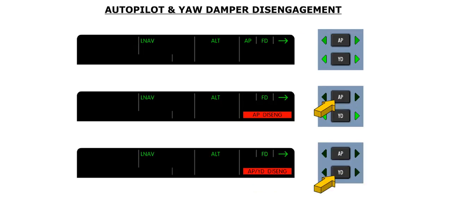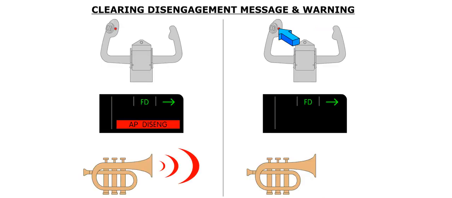If the yaw damper has also disengaged, the two green arrows on both sides of the YD push button will extinguish as well. The message on the FMA will be different. It will display a red autopilot yaw damper disengaged message instead. The autopilot disengagement warnings and message can be cleared by pressing the autopilot quick disconnect button on either control wheel.